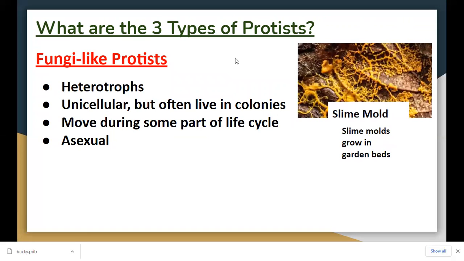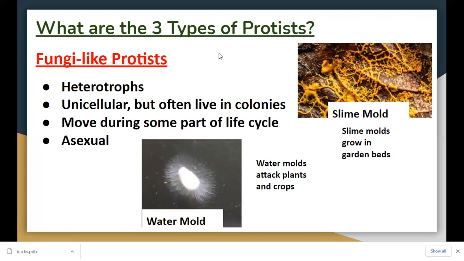Here is an example, a slime mold. Slime molds grow in garden beds. And then the water mold. Water molds attack plants and crops.